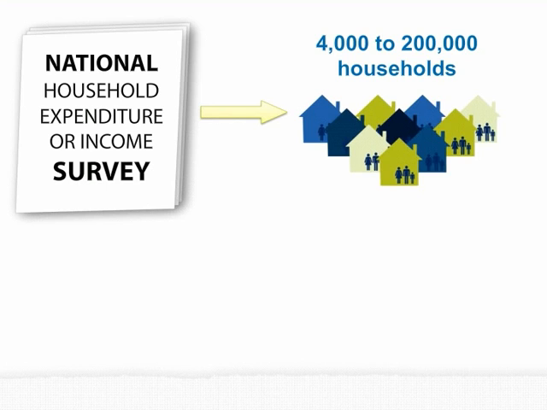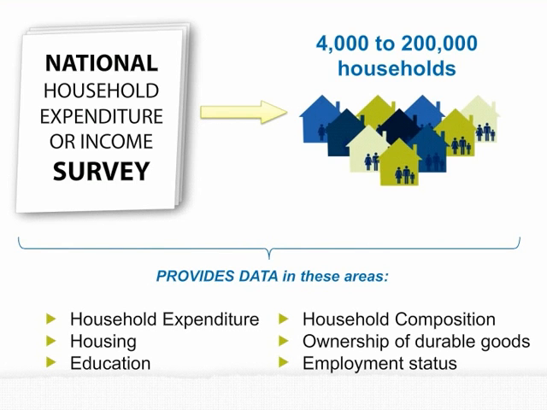Typically, these surveys compile information from thousands of households and, depending on the country, can range from 4,000 to 200,000 households nationally. These data sets are full of information on countries' populations related to household expenditure, housing, such as the main material used for the floor, education, such as the education level of the head of the household, household composition, such as the number of members, ownership of durable goods, such as televisions and refrigerators, and employment status, such as whether they are self-employed, salaried, etc.